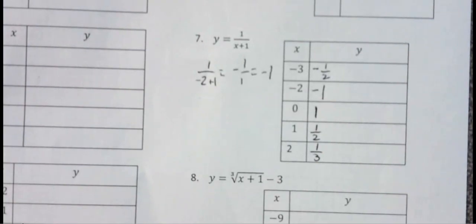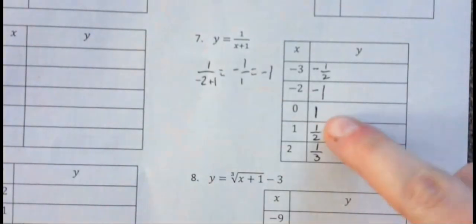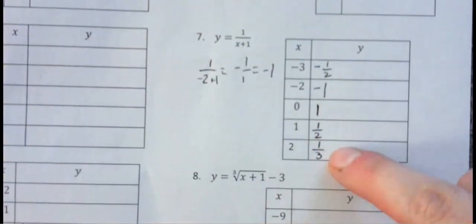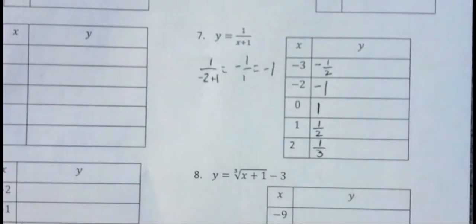All right. So this is what ends up happening. You get negative 1/2 for negative 3. You get 1/2 for 1, and you get 1/3 for 2. And the reason I want to show you this graph is because there's an asymptote, and so it doesn't actually connect, and it's kind of weird.